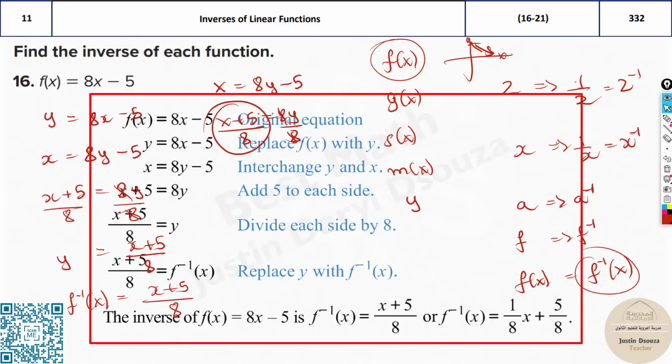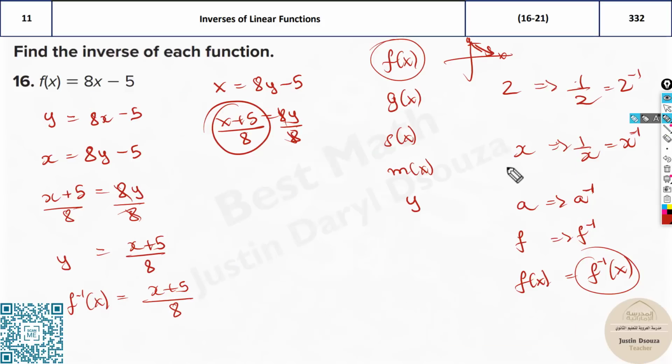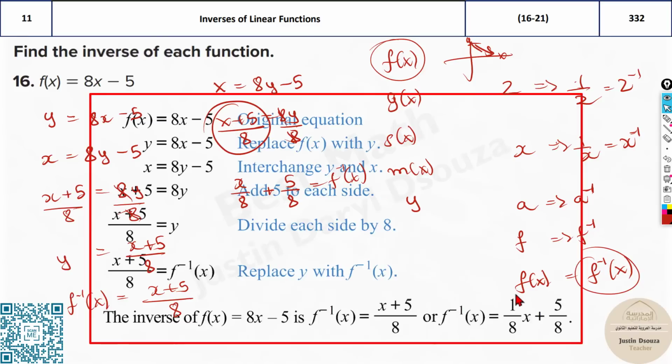Okay, now generally they'll write the answers only like this. But if at all you see here, you can divide both the terms by 8, isn't it? It will become x by 8 plus 5 by 8, that is equal to f inverse of x. This is rarely given in the options. Generally, this would be the option which will be given, x plus 5 divided by 8.